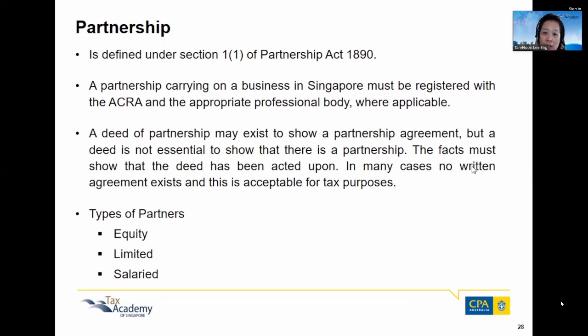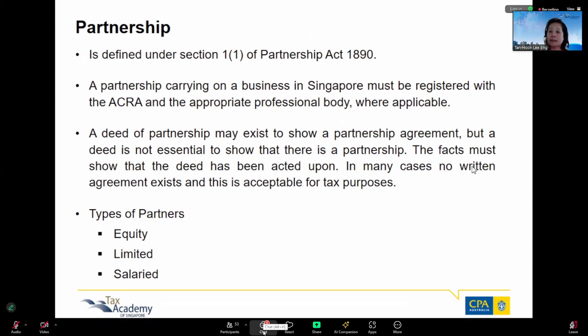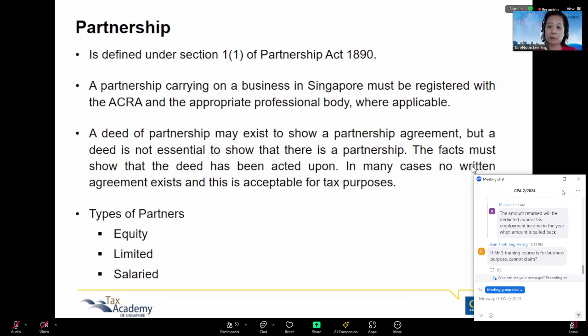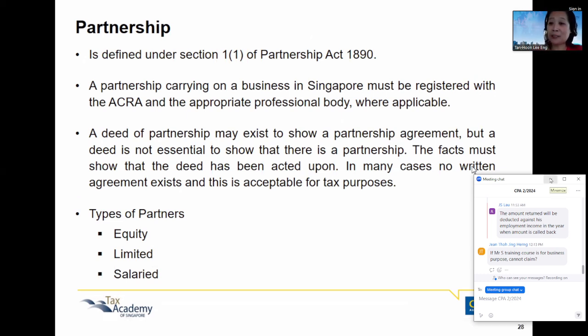Okay, I think Jean asked about training costs for business purpose. No, anything that's pertaining to the self-employed, no. Okay, we cannot allow, only staff costs, then we can allow.